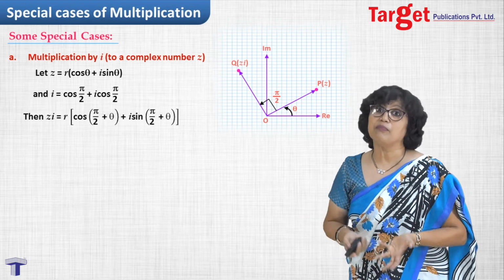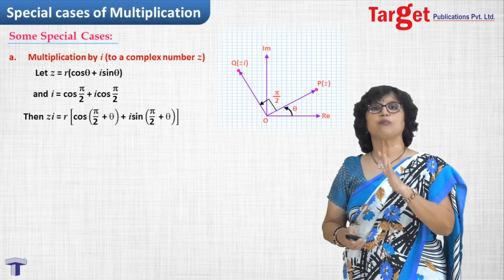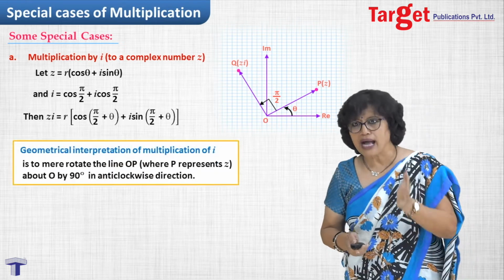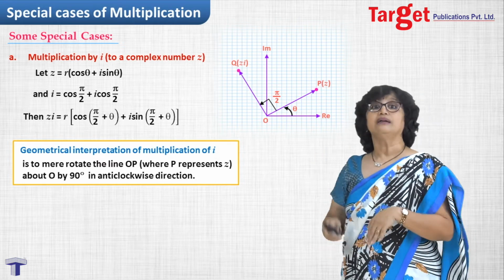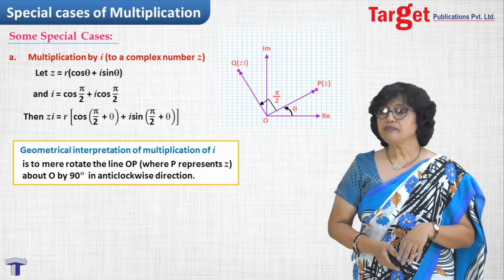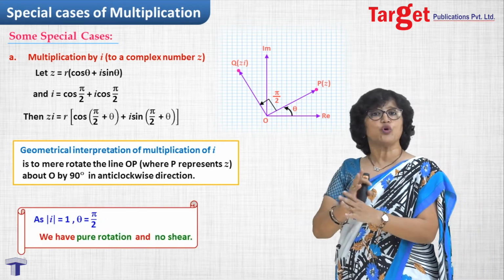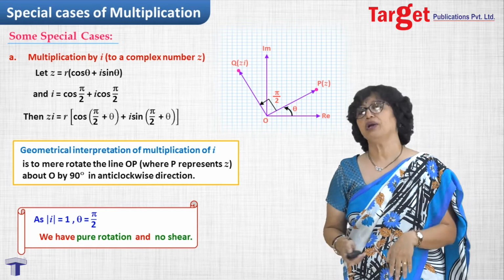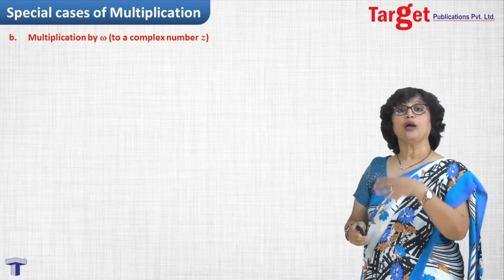So multiplication by i, how does it happen on the Argand plane? It is just pure rotation. So the geometrical interpretation of multiplication by i is that we need to rotate OP by 90 degrees in the anti-clockwise direction. And also we observe that there is no length change, there is no modulus change. So it is a case of pure rotation and no shear involved here. Now let me take one more case, that you multiply by omega.